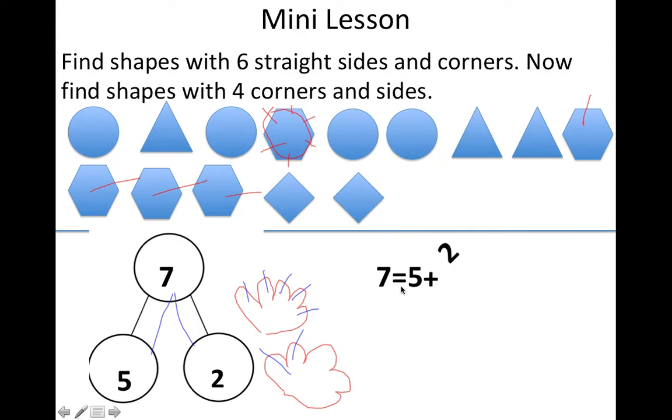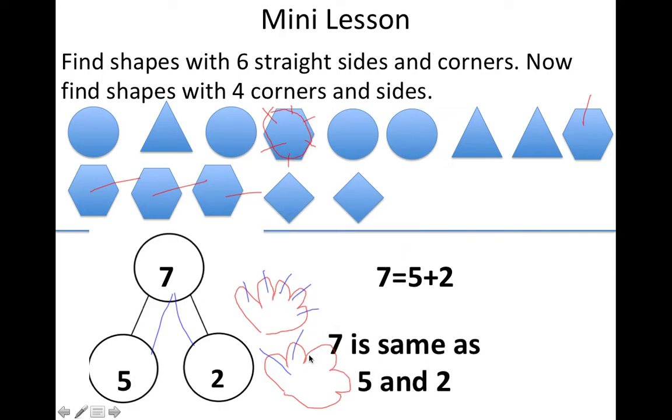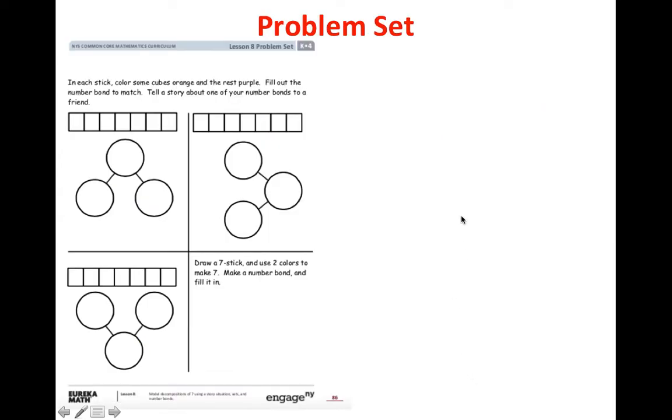So let's see. We know 7 equals 5 plus 2. One more time. 7 equals 5 plus 2. 7 is the same as 5 and 2. One more time, louder so I can hear you. 7 is the same as 5 and 2. Excellent work. So today, this is our problem set.